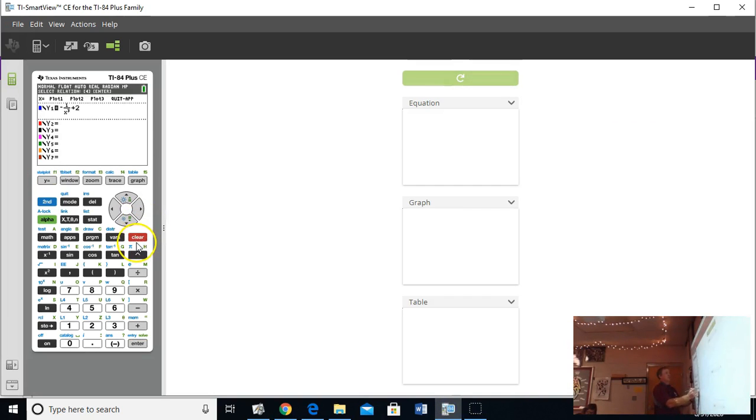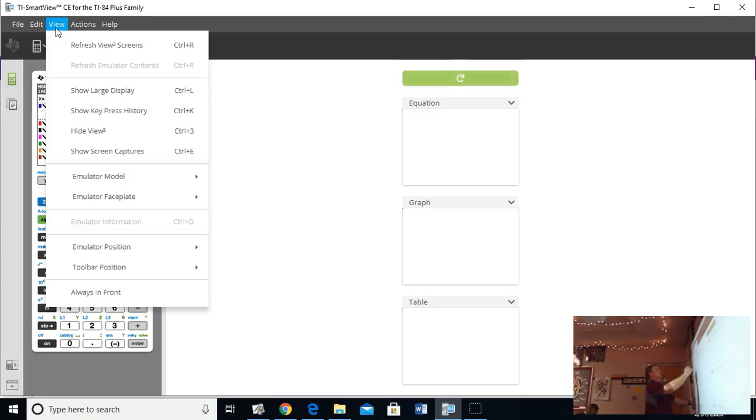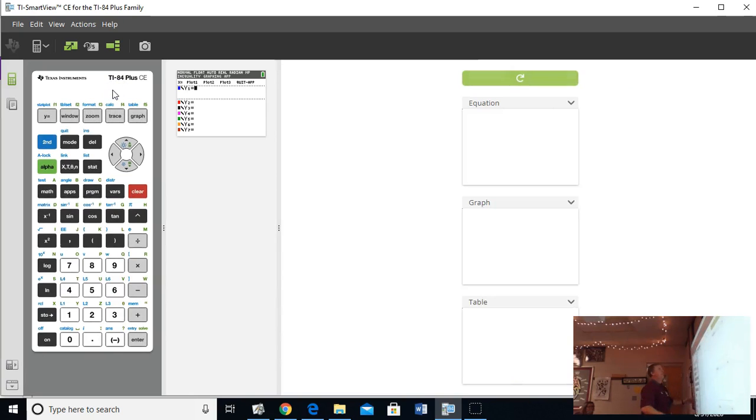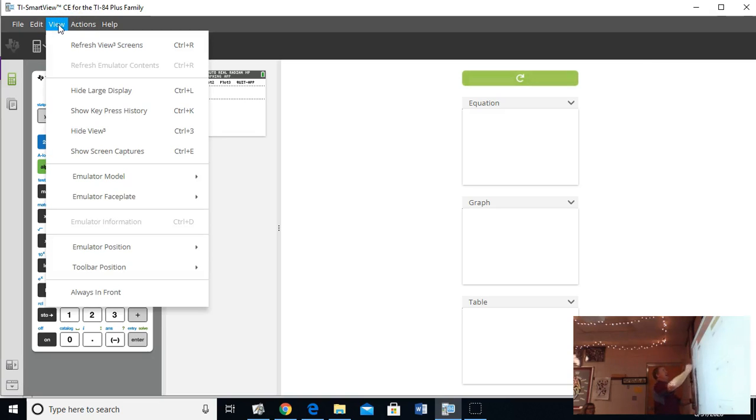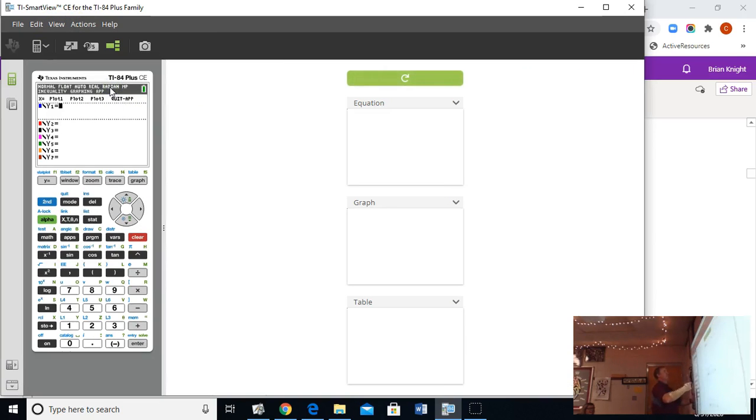I've already forgotten. Why is that so small? There's got to be a way to make it bigger, but I don't know what it is. View. Show large display. That did not help at all. Hide large display. That's still, I mean, oh well, okay. It is what it is. So, y'all have it in your book.